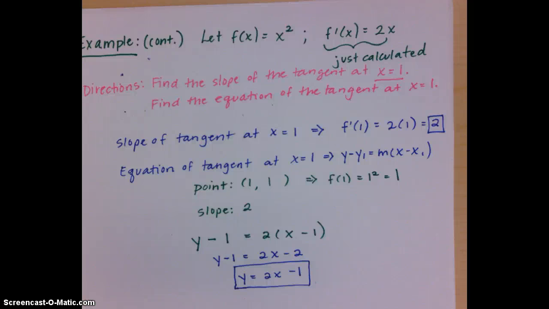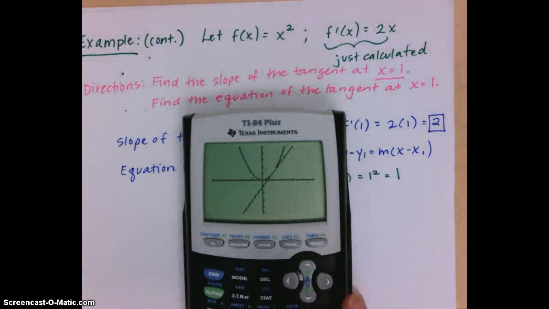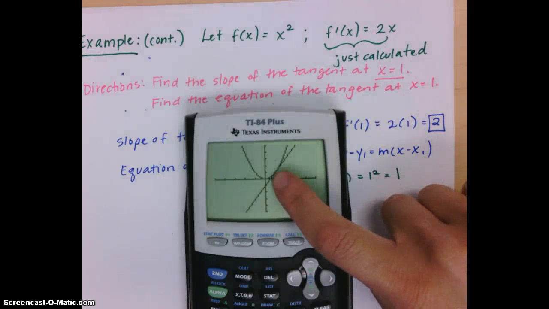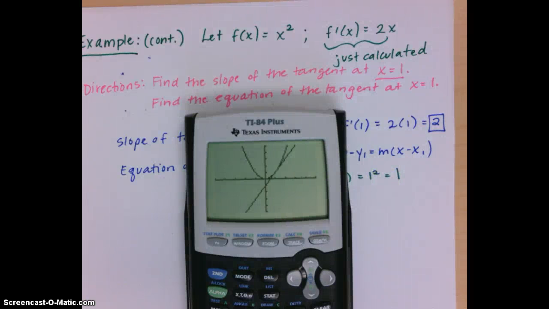And let me just graph that here. I'm going to do it on the calculator so it's precise. And there it is. So we see here is x equals 1, and here is the tangent line, the equation of it, and the slope is 2.